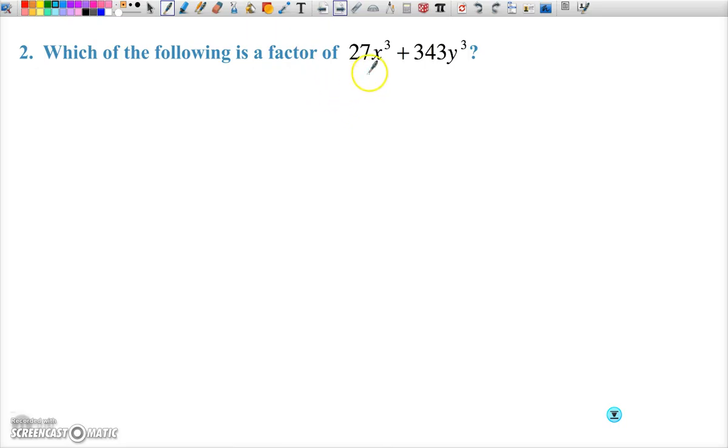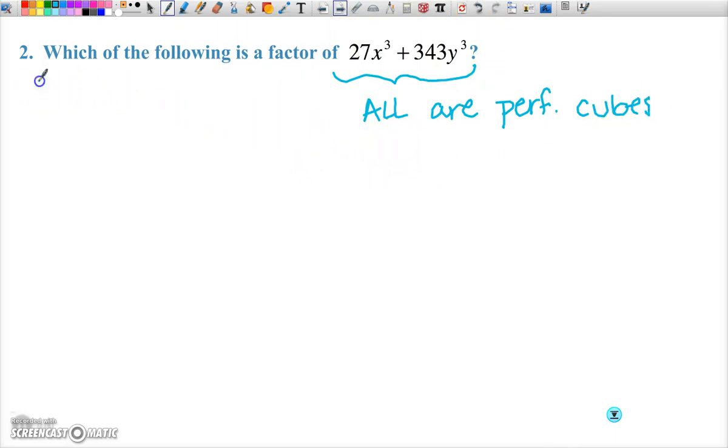Now with number 2, remember that you want to take out your GCF, and this doesn't have any greatest common factor other than 1. However, all of these are perfect cubes. So since they are all perfect cubes, we need to use the form of, if we have a cubed plus b cubed, the way that you factor it is you turn it into a plus b times a squared minus ab plus b squared. And remember, this is your same, opposite, always positive.